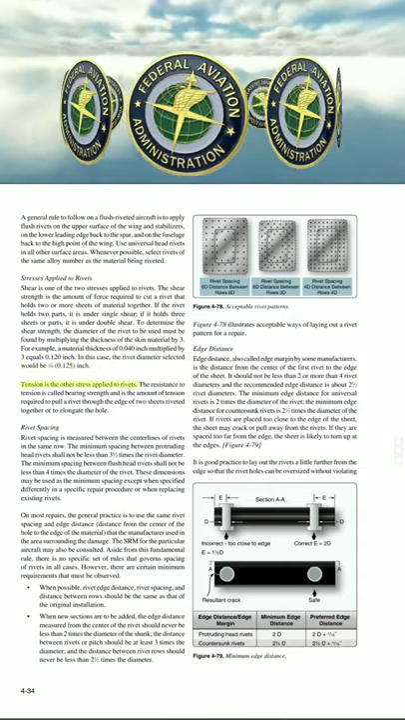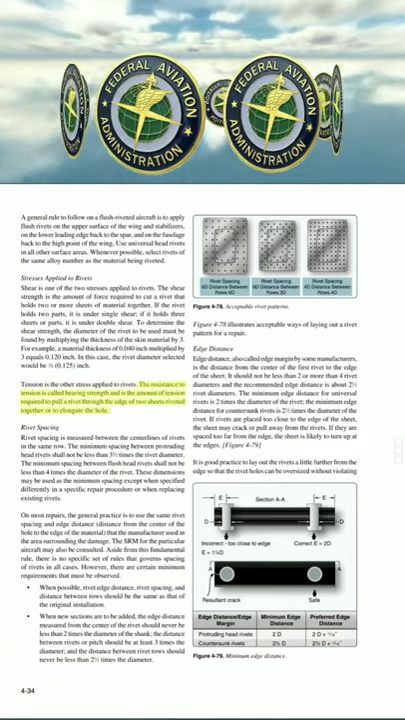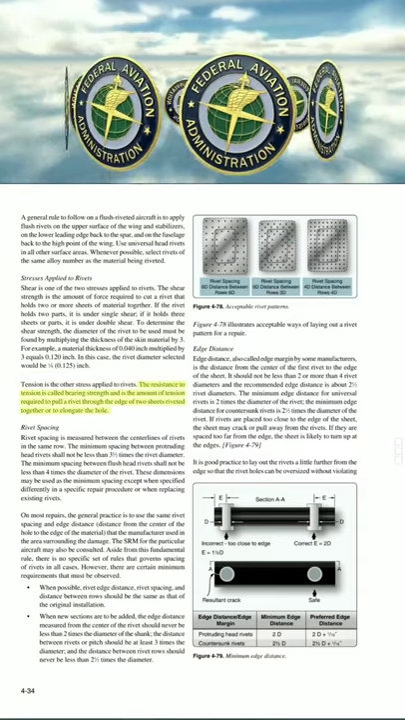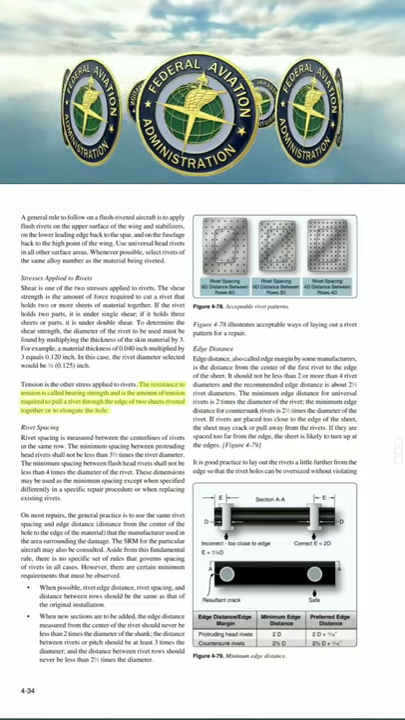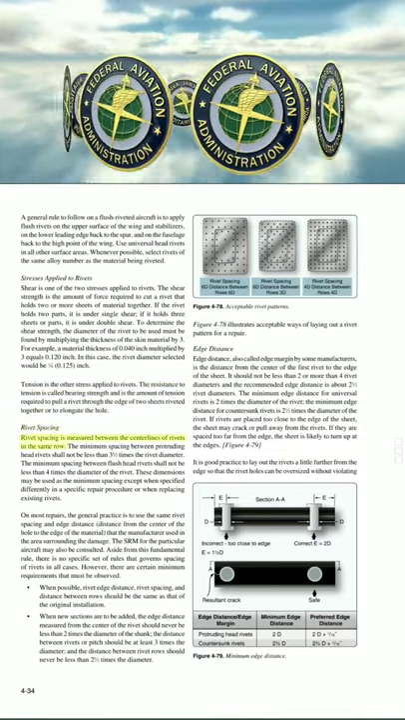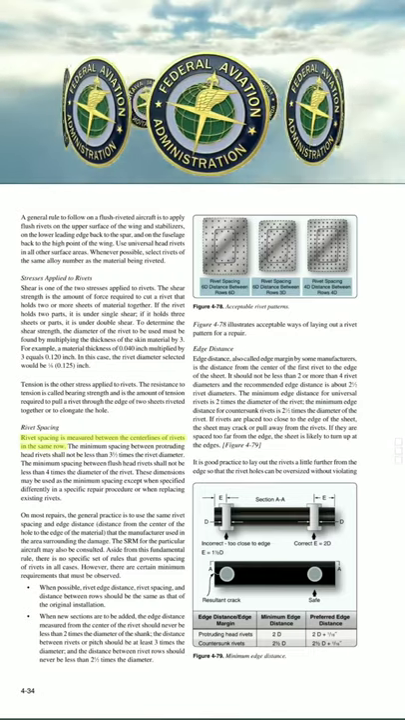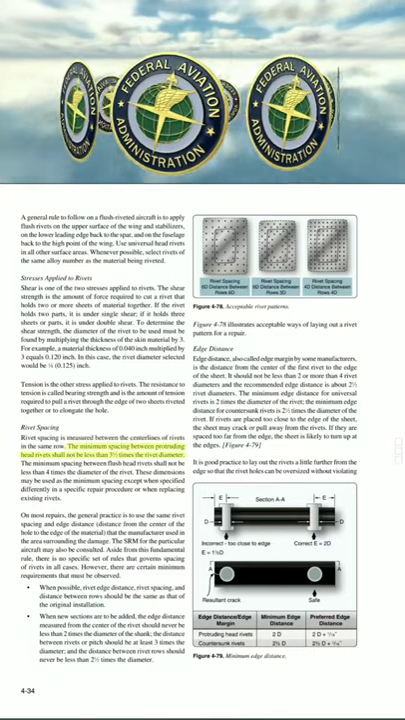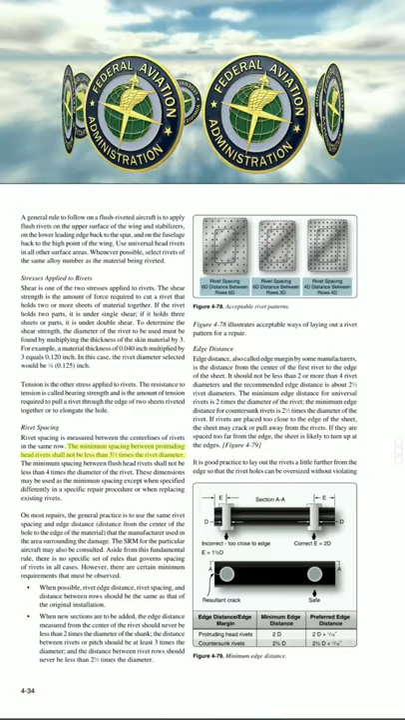Tension is the other stress applied to rivets. The resistance to tension is called bearing strength and is the amount of tension required to pull a rivet through the edge of two sheets riveted together or to elongate the hole. Rivet spacing. Rivet spacing is measured between the center lines of rivets in the same row. The minimum spacing between protruding head rivets shall not be less than 3 times the rivet diameter.